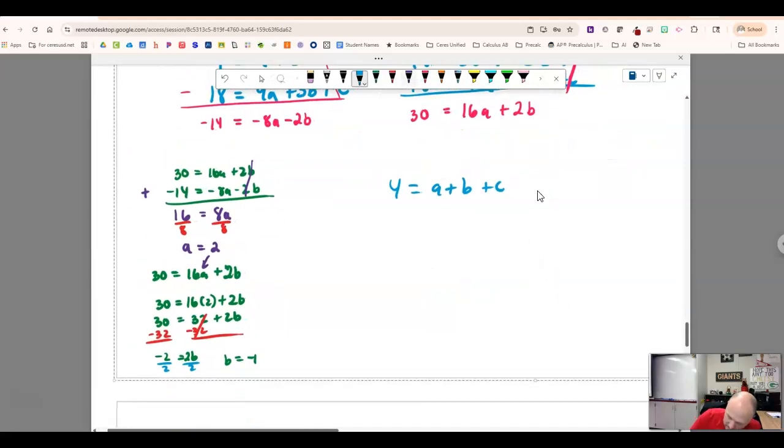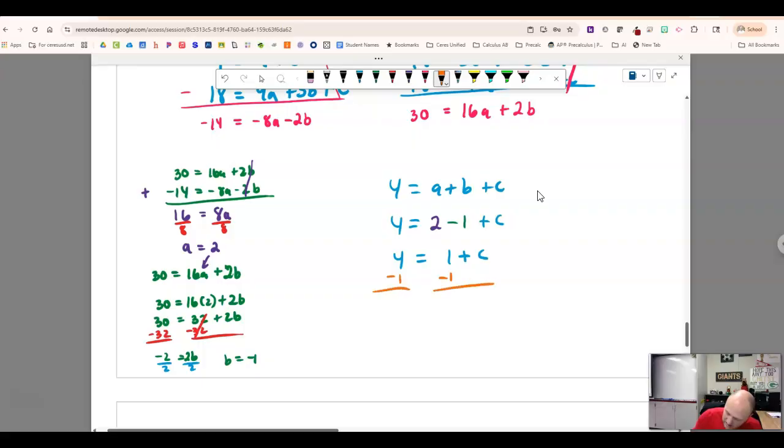So I know that a was what? 2. We know that b is negative 1. And we don't know what c is. But this equals 4. So 4 is equal to 1 plus c. We'll go ahead and subtract 1 on each side, and we get c is equal to 3. There you go. We found all of those values.